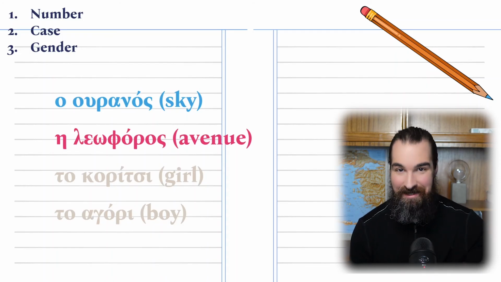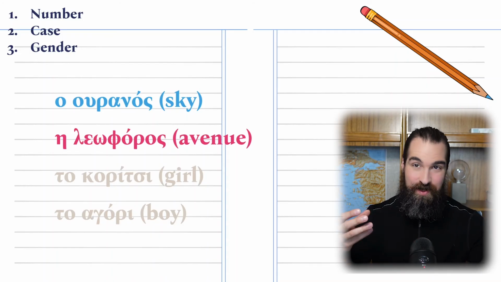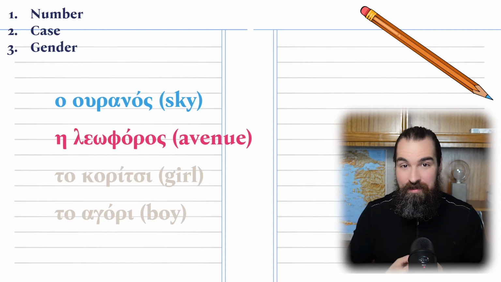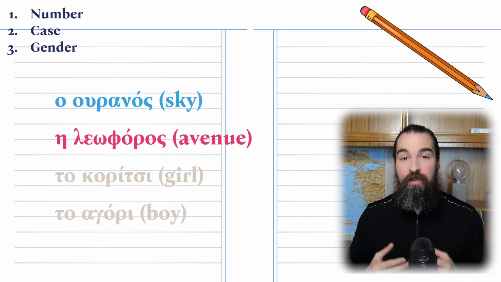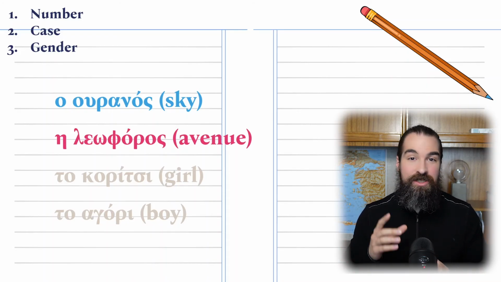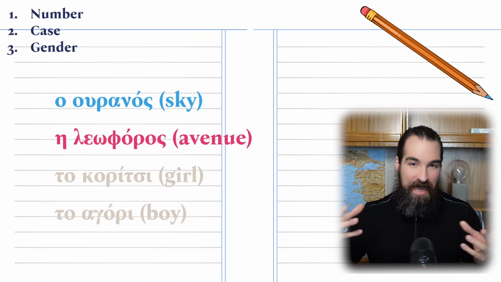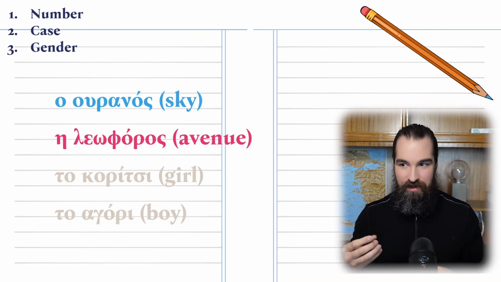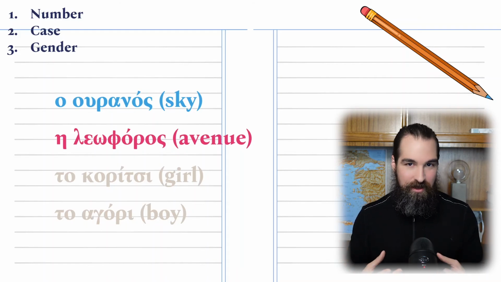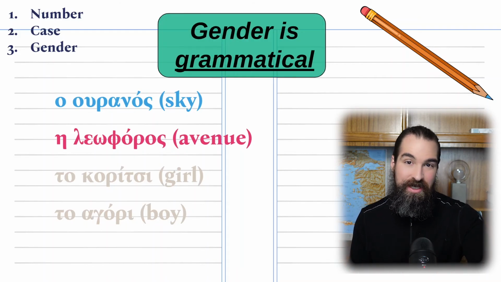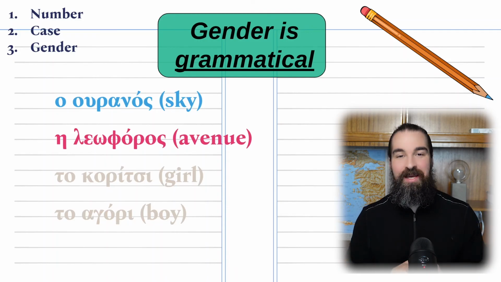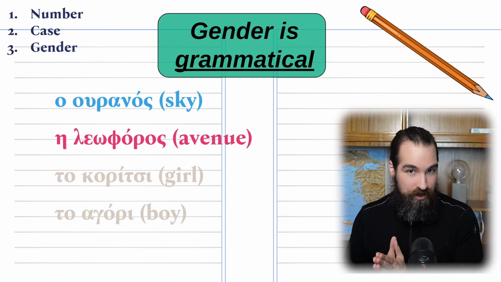What does this tell us? We might expect that the sky, as a thing, would be neuter. Same with an avenue. And a girl certainly we would think is feminine, and a boy masculine. Well, it's not the case. And that's because in Greek, gender is not natural. And what I mean by that is it doesn't correspond to some sort of natural quality of the object. Gender in Greek is simply grammatical. It's just something that you learn with the word.